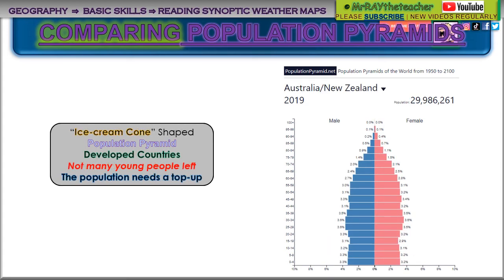Flipping that around, you have your even-shaped ones, where the population pyramid just looks pretty evened out, and they are indicative of a good spread of ages. The population's balanced, and yeah, they're usually characteristic of developed countries.